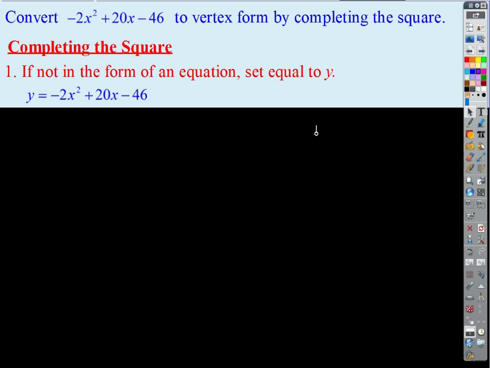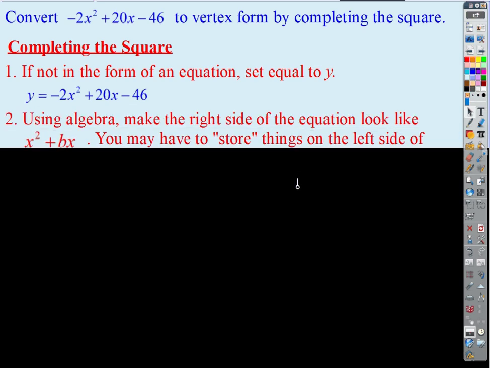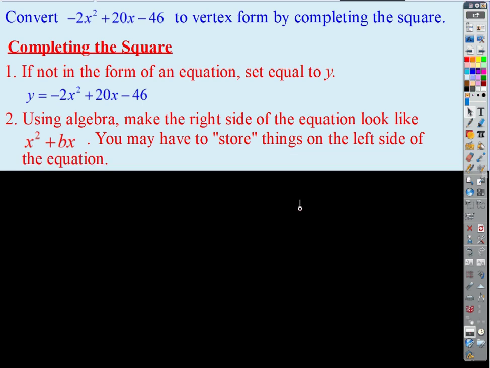Add 46. Okay, we're adding 46 and then doing what? I guess what's our goal? On the right side of the equation, our goal is we want to get this thing into the form x squared plus bx. So what's that mean? We want to get rid of the constant, so we only have x squareds and x terms, right? And then we want the coefficient of x squared to be 1.